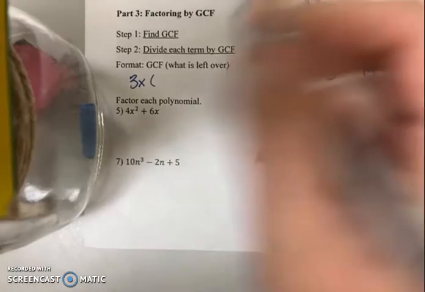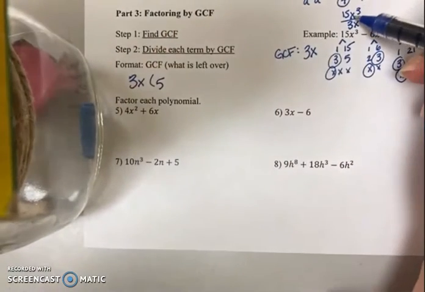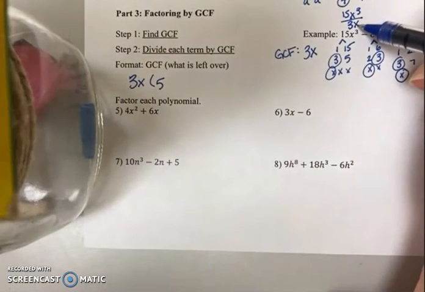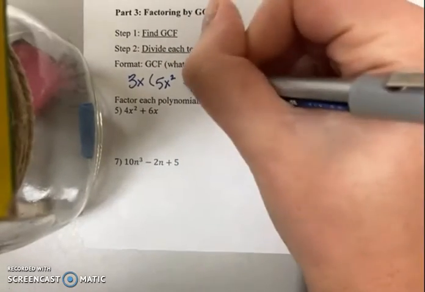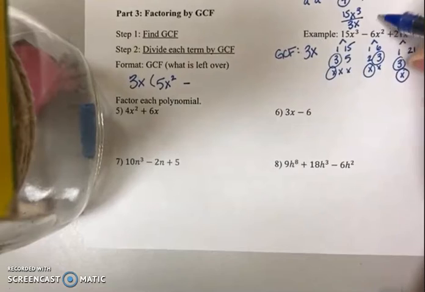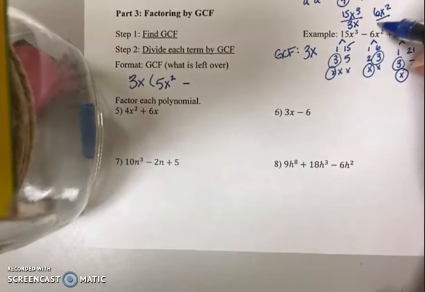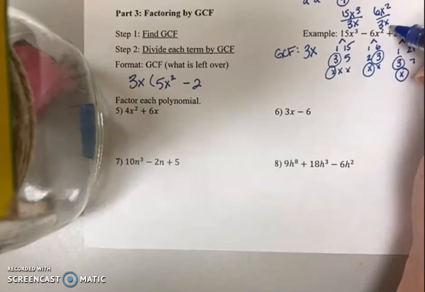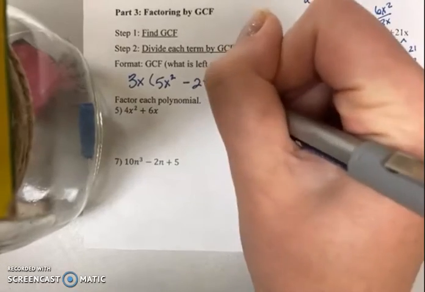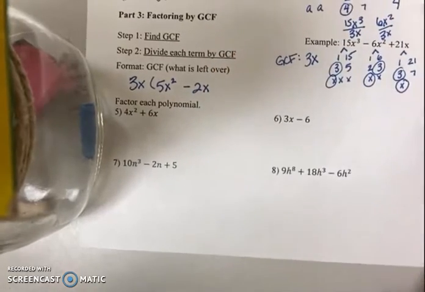15 divided by 3 is 5. X cubed over x, you just subtract the powers, so 3 minus 1 is 2, so x squared. Minus, I'm keeping the sign, 6x squared divided by 3x, 6 divided by 3 is 2. X squared divided by x, 2 minus 1 is 1, so x to the first power.